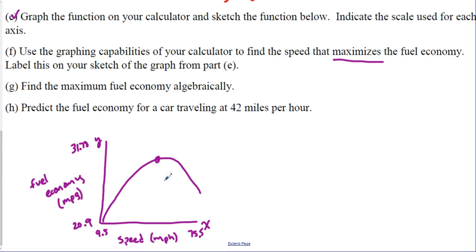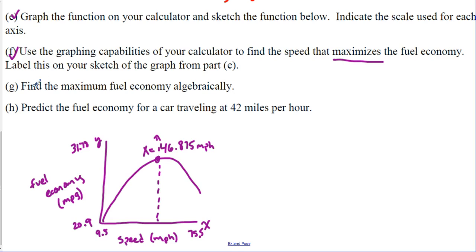All right, so it says indicate that on your sketch. So that's right here. That's going to be our axis of symmetry, right? X equals 46.875 miles per hour. Cool.